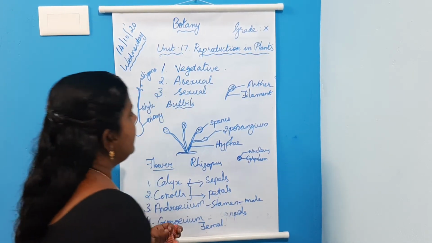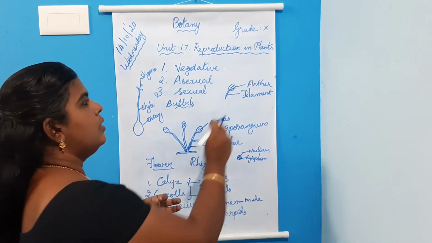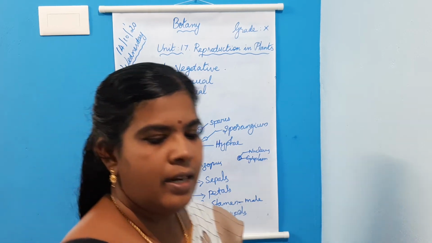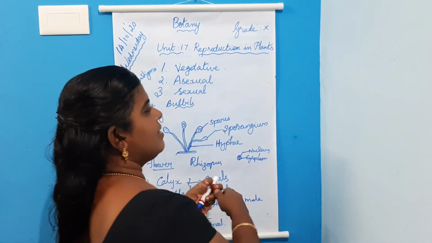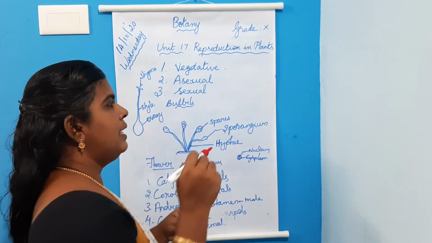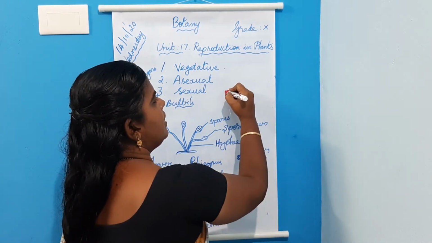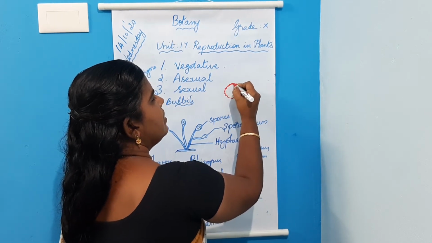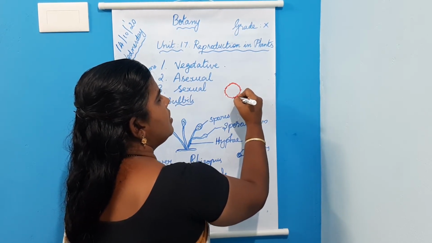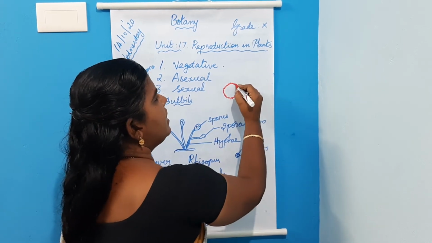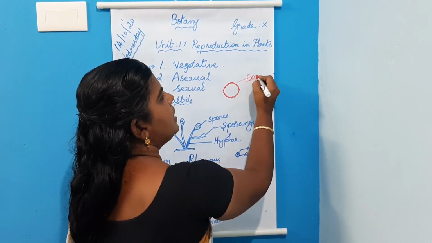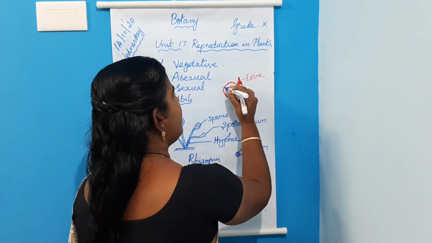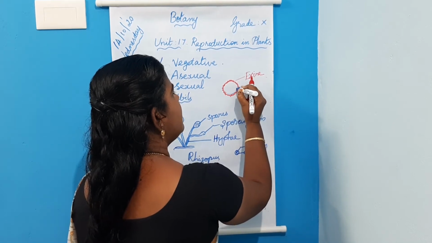It encloses the egg. Listen, now you are going to learn the structure of pollen grain. Each pollen grain has two layers, two walls: the outer exine and the inner thin intine. Outer thick exine and inner thin intine.